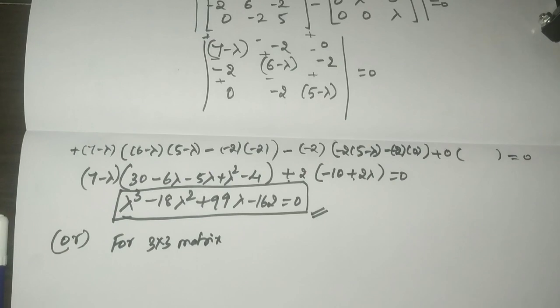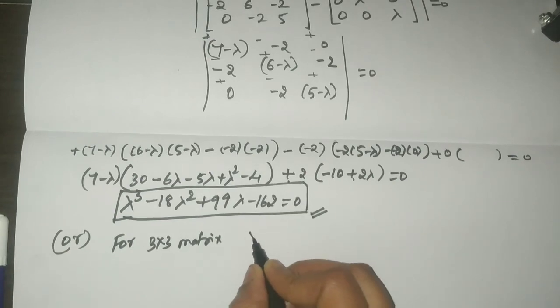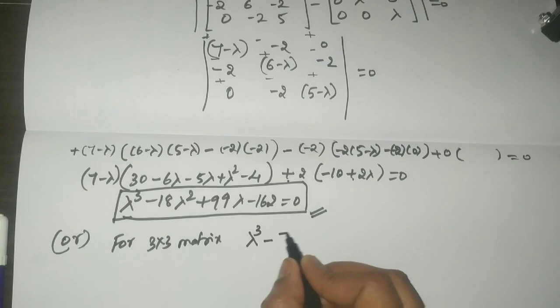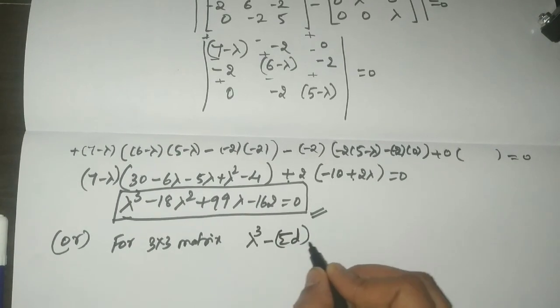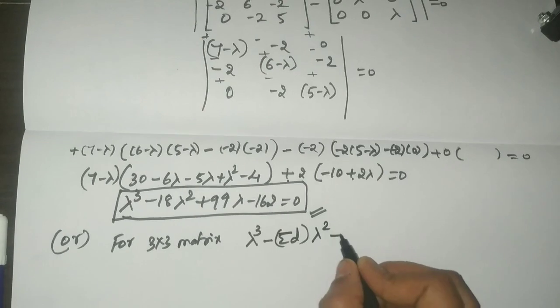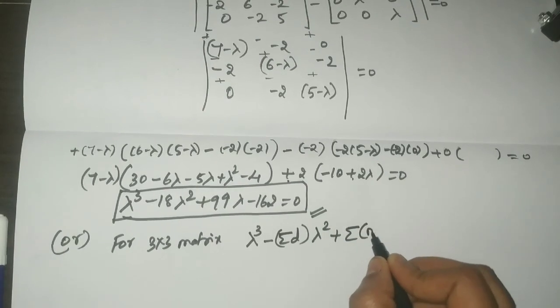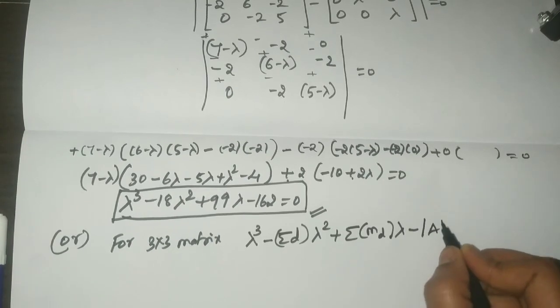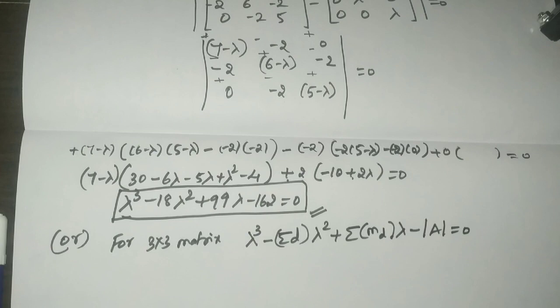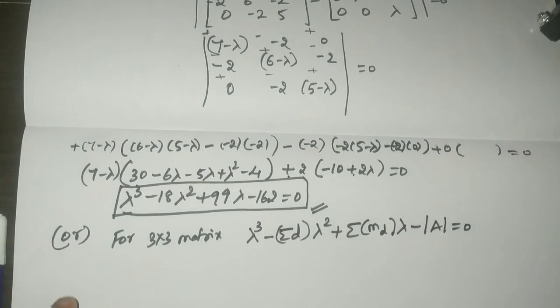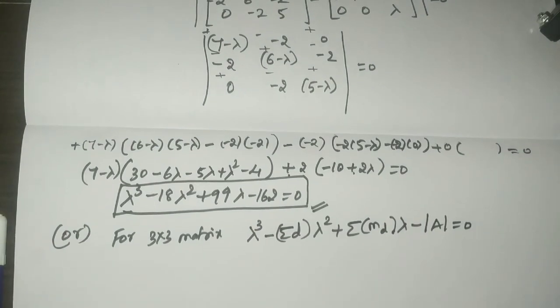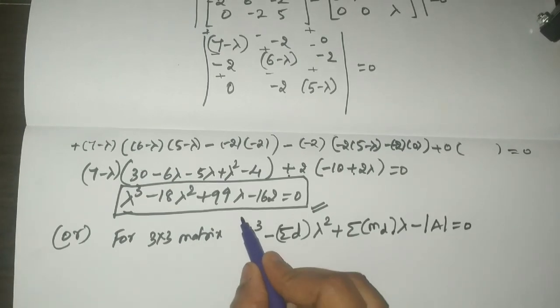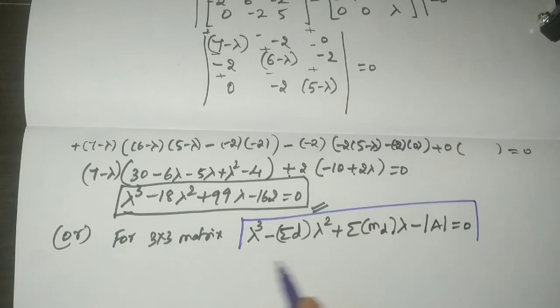of all this you can directly go for the standard equation, that is lambda cube minus summation d, I'll explain what is summation d, lambda square plus summation m suffix d lambda minus determinant of A is equal to 0. You can easily find the cubic equation for a 3 cross 3 matrix directly by using this formula. So I'll explain what is summation d, summation md.